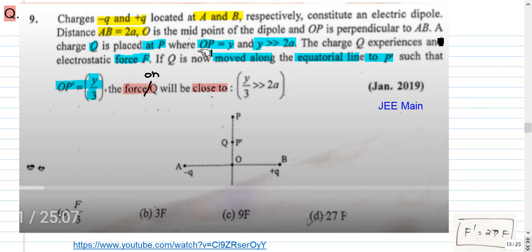The charge q experiences an electrostatic force F. If q is now moved along the equatorial line to P prime, such that OP prime is y by 3, the force on q will be close to what? y by 3 is also much greater than 2a. You can pause and attempt this question.